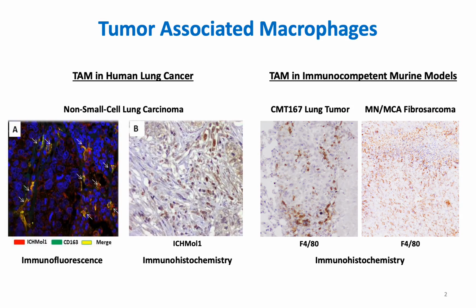On the right, we can see some examples from our lab of tumor tissues from immunocompetent murine models presenting a high infiltration of macrophages. Here we can see a lung tumor with the macrophages in brown, and a fibrosarcoma tumor. On the left we can see samples from a human patient with lung cancer, where we can see the macrophages in the lung by immunofluorescence and also by immunohistochemistry in the tumor lung tissue.